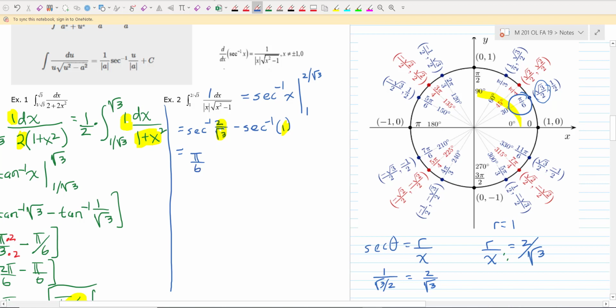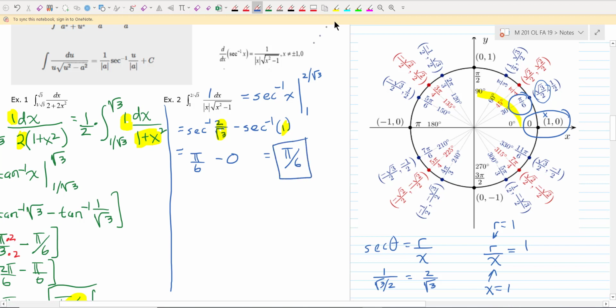Okay, and then we think about basically the same thing here. If we're looking at the inverse secant of 1, we're just asking the question, where is r over x on a unit circle equal to 1? Well, that would be if x is equal to 1. We already know that r is 1. So where on a unit circle is x equal 1? Well, it's here. Okay, so that means the inverse secant of 1 is 0. So your answer to this problem would just be, it looks like pi over 6. That's a fairly simple integral to do.